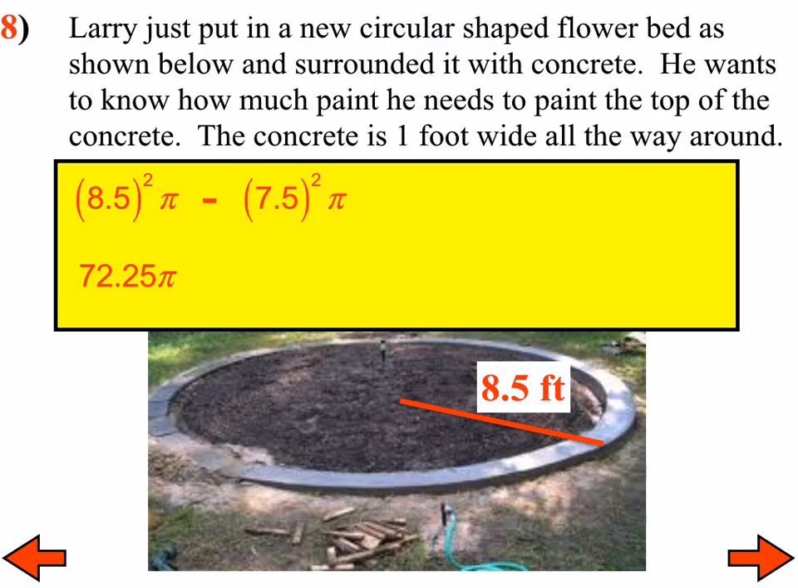And so I asked you to leave it in terms of pi. So 8.5 squared is 72.25. 7.5 squared is 56.25. So in terms of pi, that would be 16 pi. And then I told you I would give you the decimal value of that. So that would be 50.24 square feet of paint.